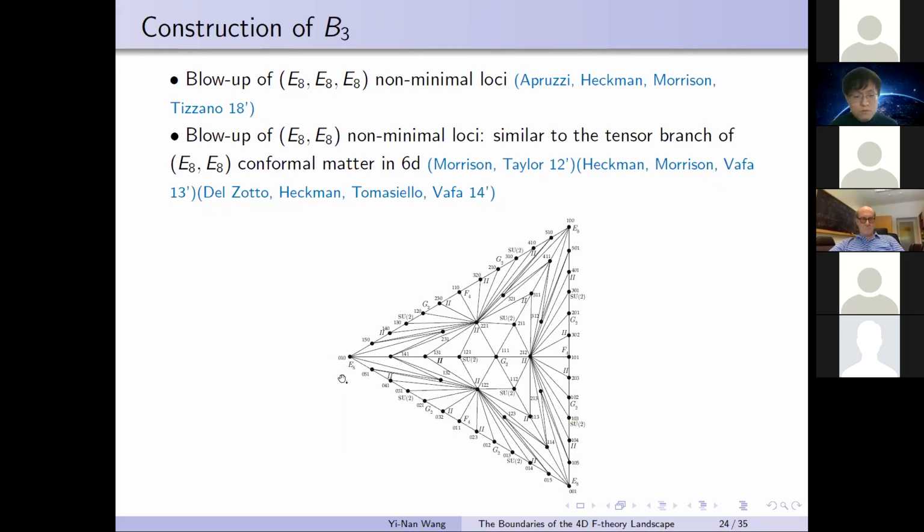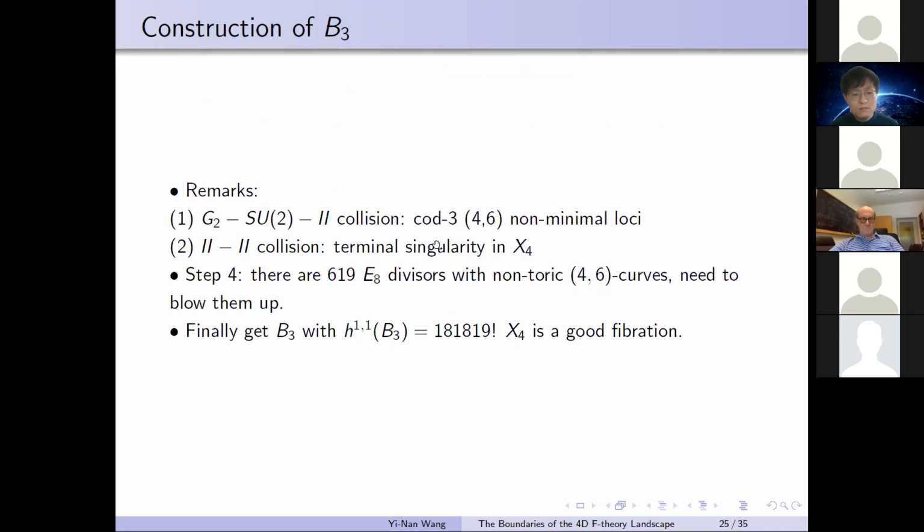So there are also 2 remarks. Because here you can see that there's a triangle with G2, SU2, and type 2 singular fiber. So physically, that will correspond to the so-called codimension 3 non-minimal loci, which encode some higher order Euclidean coupling. Also, because there exists a type 2 collision, that will also lead to a terminal singularity in the X4. Although in the definition of good fibration I just mentioned, those things are allowed, so it's okay anyway.